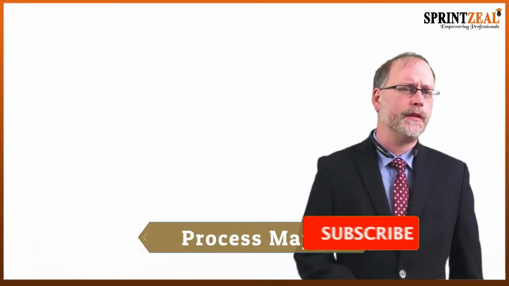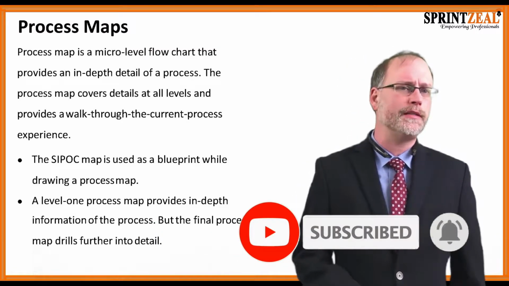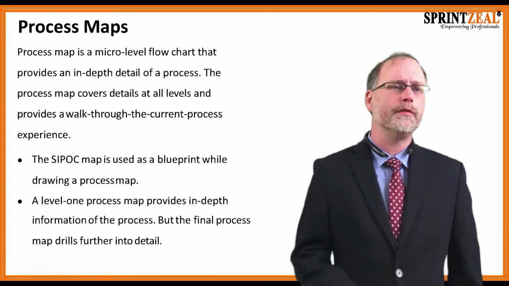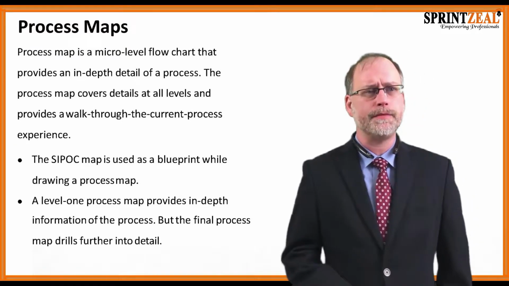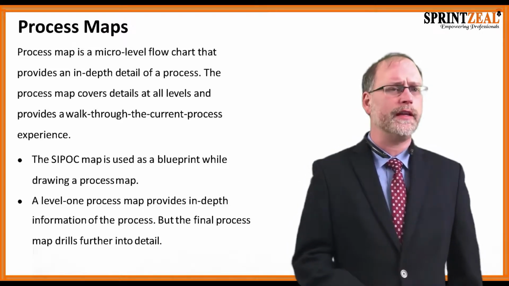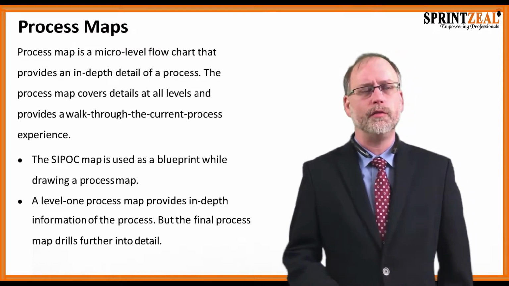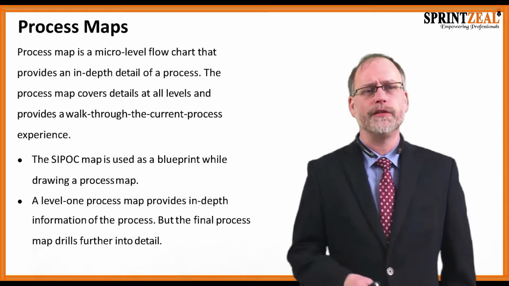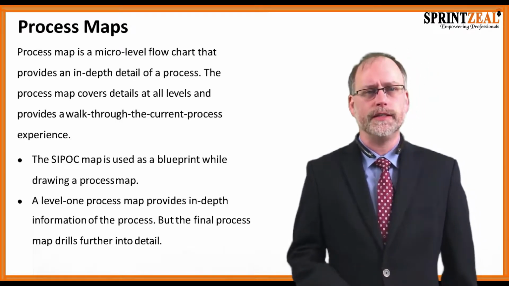One other tool that we use in the define phase is process maps. And a process map is a micro-level flowchart that provides an in-depth detail of a process. The map also covers details at all levels and provides a walkthrough of the current process experience. Now there are a few different types of maps. The first one, as discussed previously, is the SIPOC map, which is used as a blueprint while drawing our initial level 1 process map. Now a level 1 process map provides in-depth information of our current process, but the final process map will drill down even further into detail.